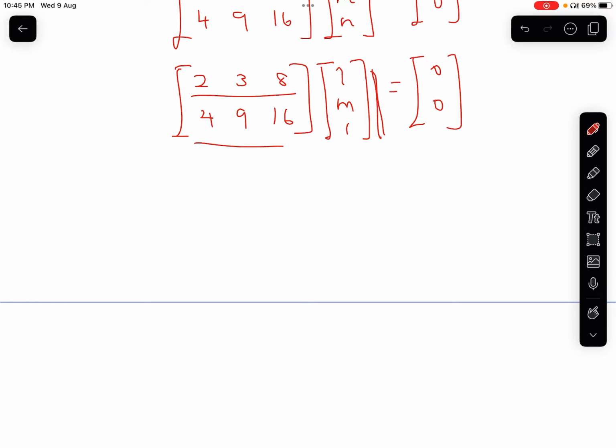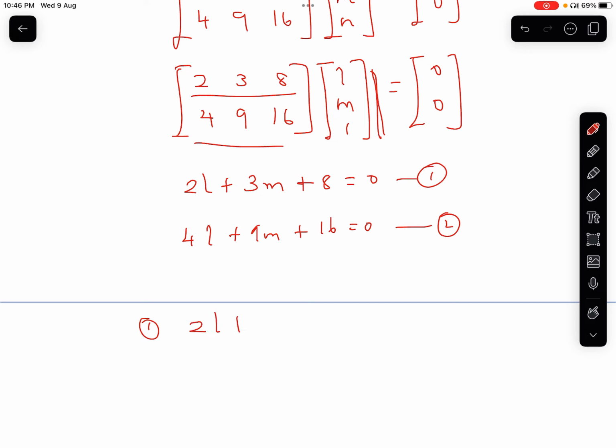While doing the matrix multiplication, row wise and column wise, you'll be getting 2l plus 3m plus 8 equal to 0. We form this as the first equation, and the next equation is 4l plus 9m plus 16 equal to 0. Take this as equation 2. From 1 we will be getting 2l plus 3m is equal to minus 8, and from the second equation we will be getting 4l plus 9m equal to minus 16.